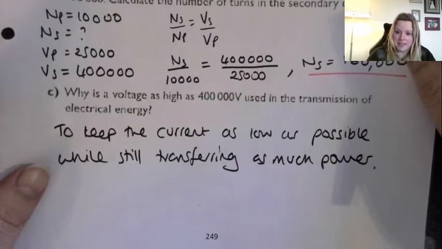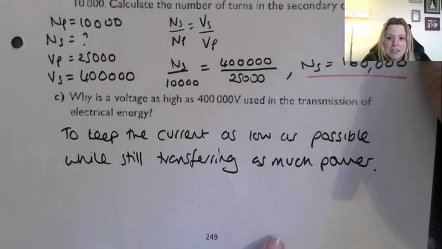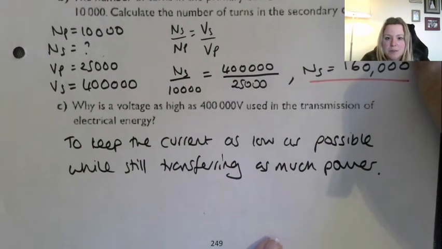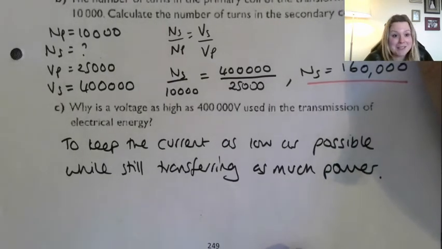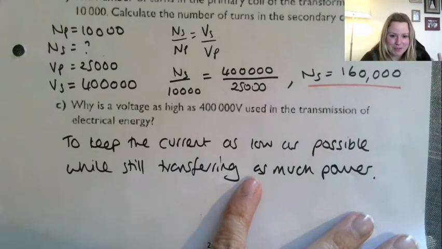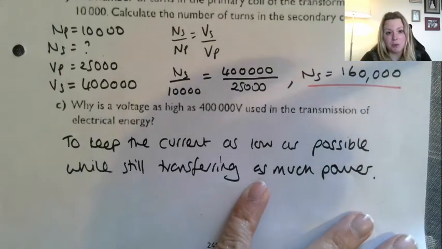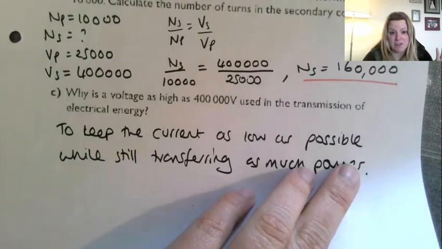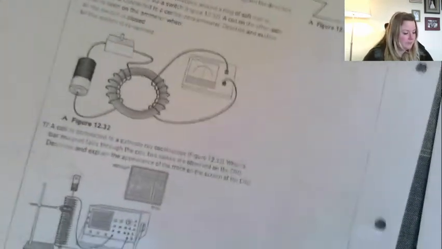Right, C. Why is a voltage as high as 400,000 volts used in the transmission of electrical energy? We have been asked this many times now. It's going to keep the current as low as possible so that we can still transfer as much power without losing all that energy. So it's the most efficient way to do it.